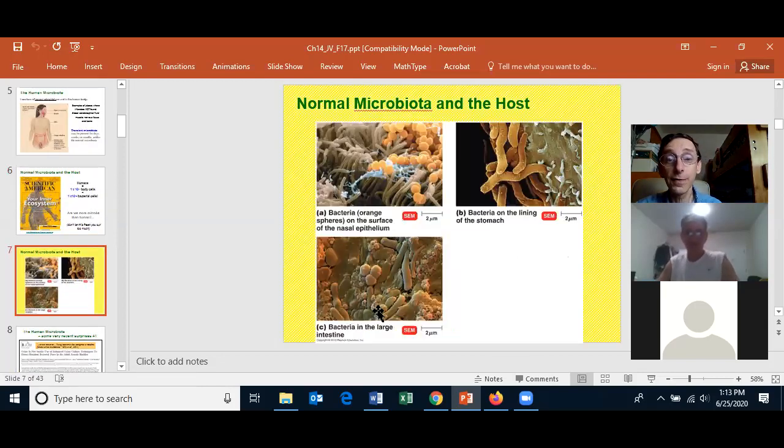Showing you some pictures of the normal microbiota, a large number of bacteria, the orange spheres on the surface of the nasal epithelium, the normal microbiota in the stomach, and then bacteria in the large intestine. You can see both cocci and bacilli there.